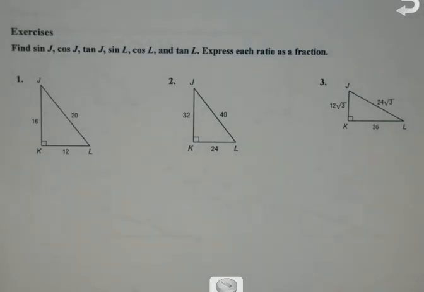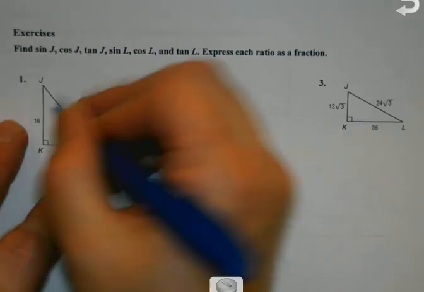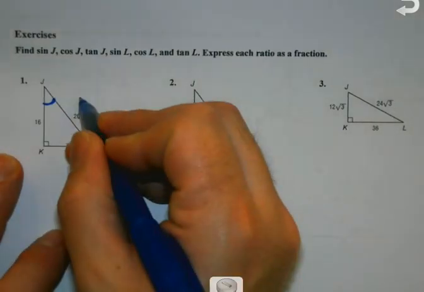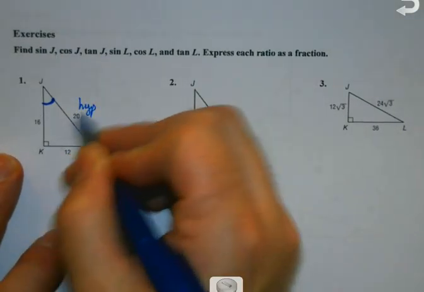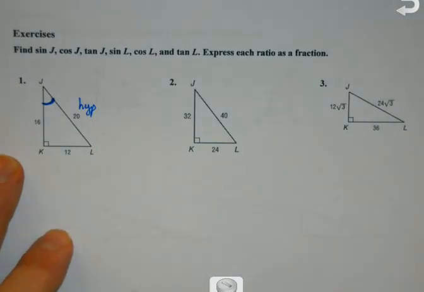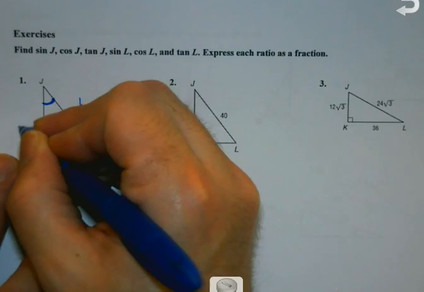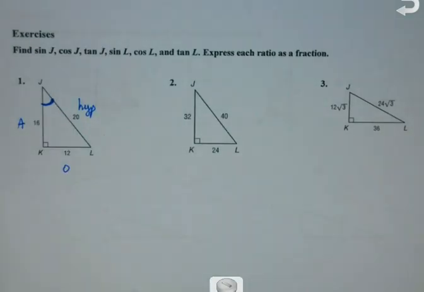So it says, find sine of J, cosine of J, tangent of J, sine of L, cosine of L, and tangent of L. Whew. One at a time here. Since J is mentioned first, we'll start with J. Now here's the part that gets a little interesting. Depending on the angle is going to depend on what my sides are. So I'm going to do this a little off to the side. There's my hypotenuse, my longest side. And then I've got opposite and adjacent for now.